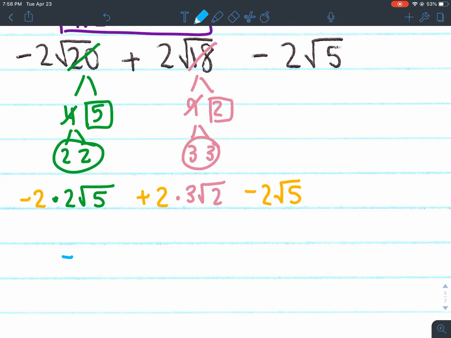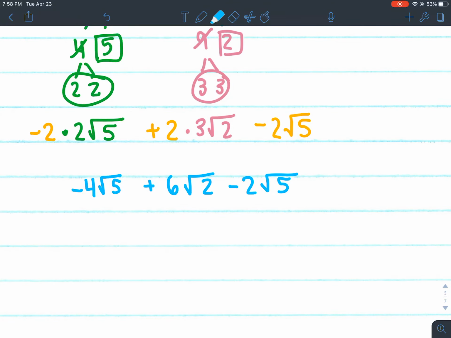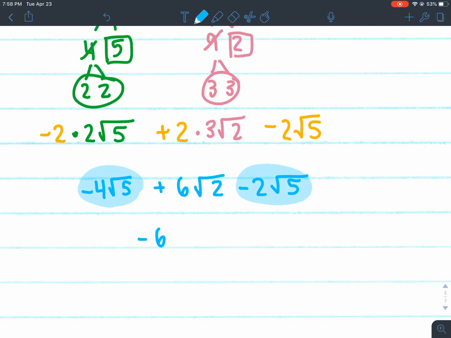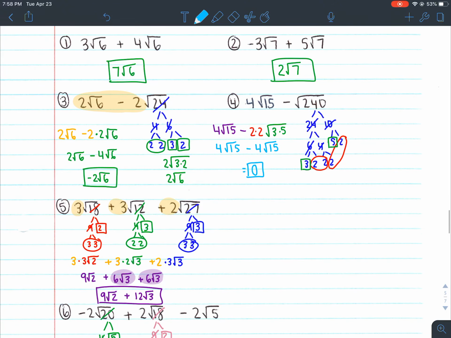And then here I'm going to go ahead and multiply stuff out. Okay. So I do have like terms here. You want to look for like radicals, so the things that have the same thing on the inside of the radical. These are like terms, so those will combine and make negative 6 square root of 5 plus 6 square root of 2. And that is the last problem for adding and subtracting radicals.